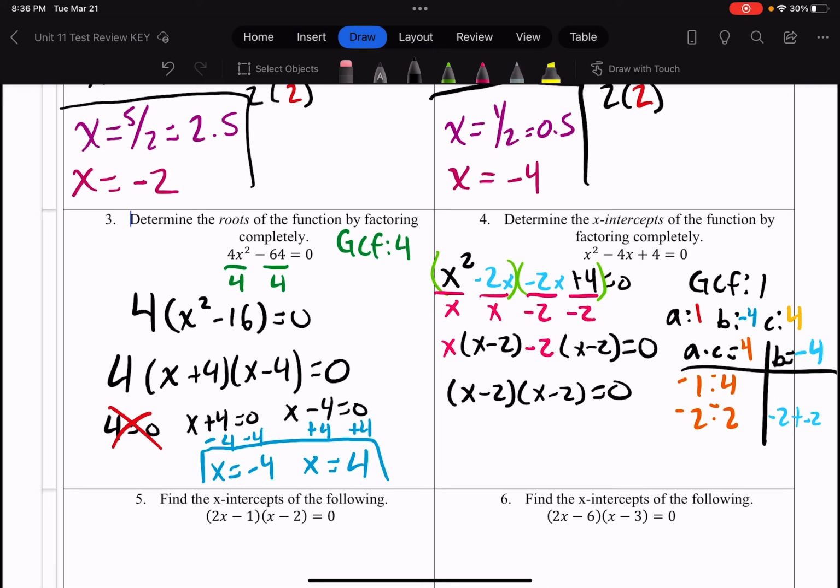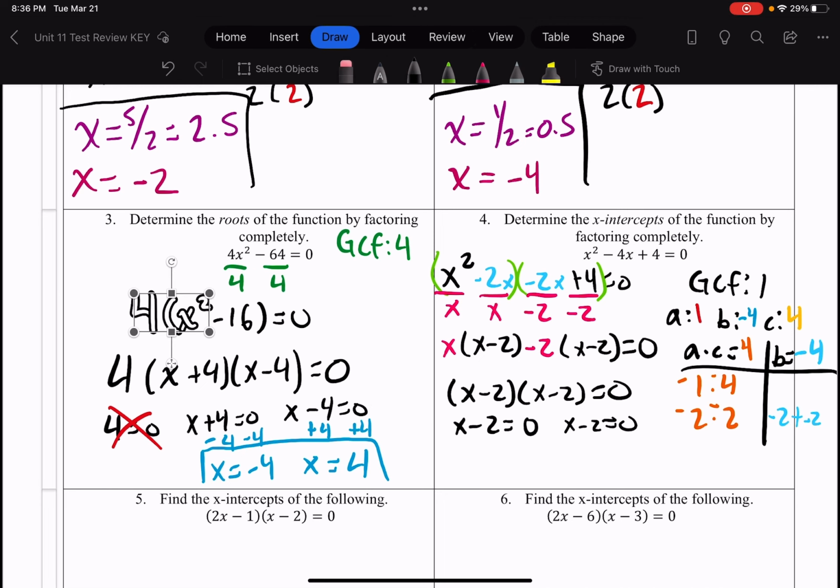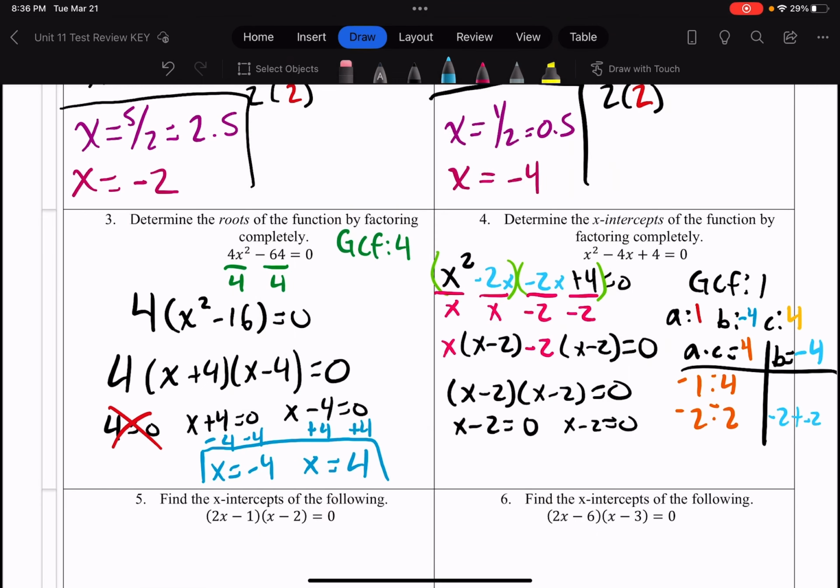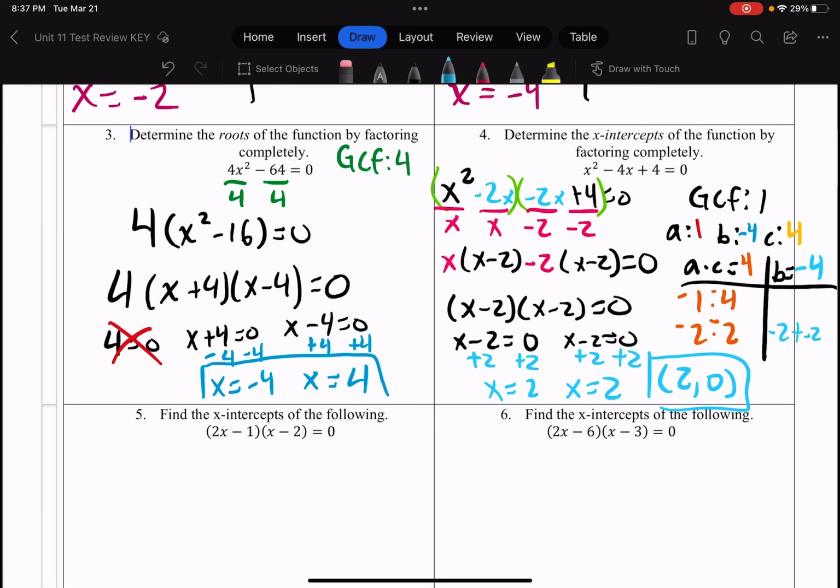But it says determine the x-intercepts of the function by factoring completely. So I now need to set each of these factors equal to 0 using the zero product property. But guys, notice these are both the same factor. We have x minus 2 and x minus 2. I'm going to add 2 to both of these equations, and I should wind up with the same value, that x equals 2. So therefore, the only x-intercept I have in this case is at (2, 0) for this function. Remember, guys, if you only have one x-intercept, that x-intercept is also going to be your vertex.